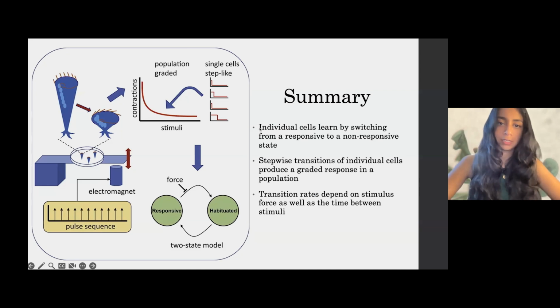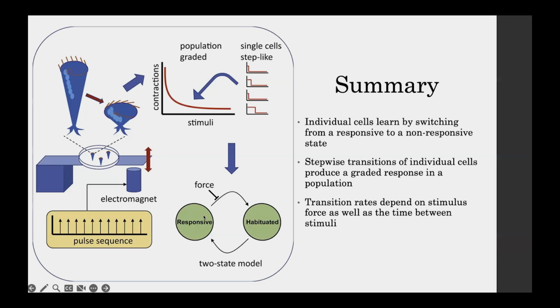So we can model this as a two-state model between the responsive naive state when the cell is constantly contracting to the habituated learned state. And this transition from responsive state to habituated state and vice versa is influenced by the force and frequency of stimulation. And just to pause here, one of the things that I really love about these experiments is I feel like it's an ode to heterogeneity within a population.